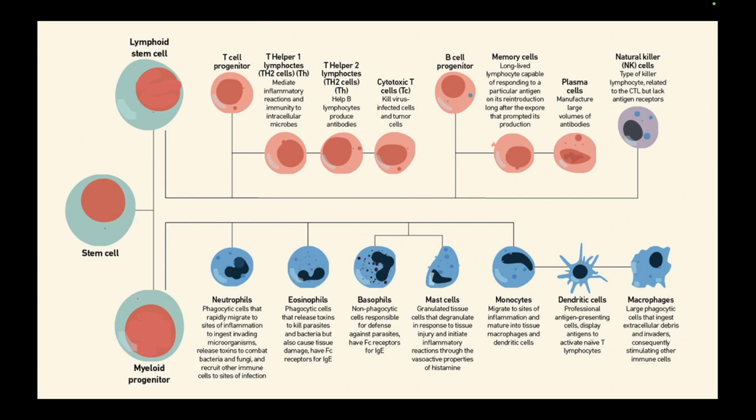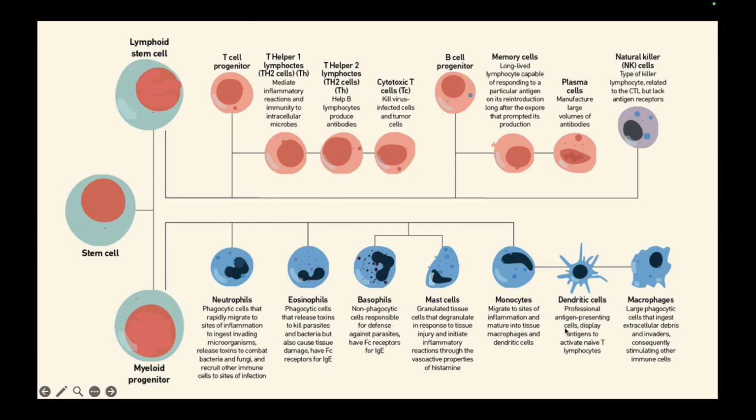Okay. So how do these immune cells arise? In the bone marrow, the stem cell generates two kinds of progenitor cells: lymphoid progenitor and myeloid progenitor cells. The myeloid ones generate all the cells of the innate immunity: neutrophils, eosinophils, basophils, mast cells, monocytes, dendritic cells, and macrophages.